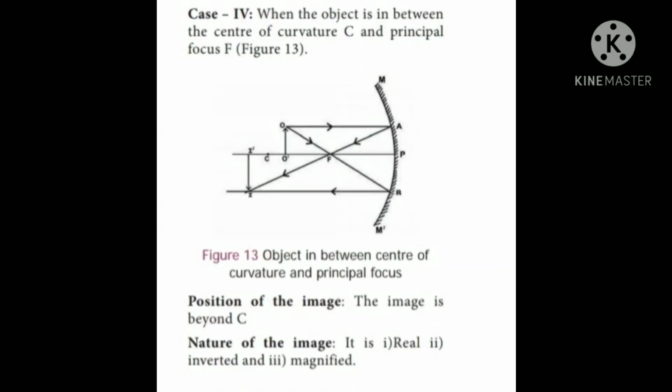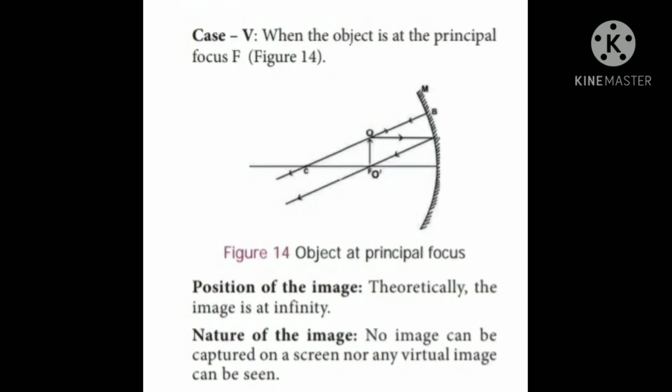Case 4. When the object is in between the center of curvature C and the principal focus F, then the position of the image will be beyond the center of curvature C, and the nature of the image will be real, inverted and magnified. Case 5. When the object is at the principal focus F, then the position of the image will be at infinity and no image will be captured on the screen.